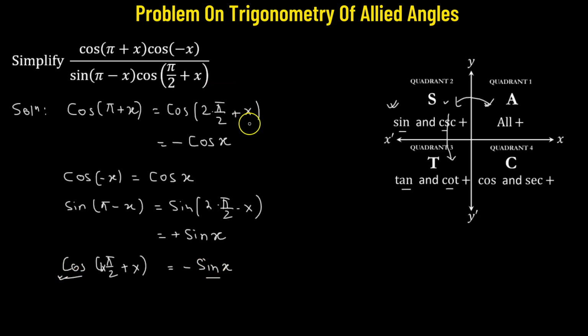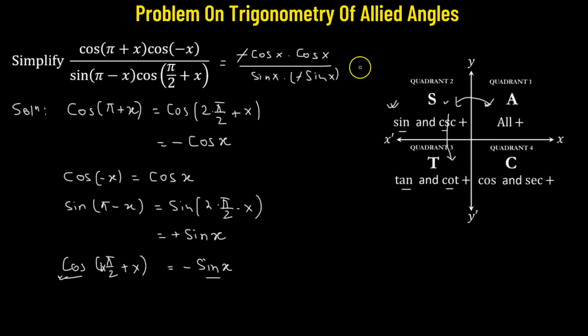So we have simplified each of the trig ratios. Now what we can do, we can replace these values. So let's go to the original problem. So we have cosine of pi plus x, which can be replaced with negative cosine of x, multiplied by cosine of negative x, which came out to be simply cosine of x, whole divided by sine of pi minus x. So this came out as sine x, multiplied by cosine of pi over 2 plus x. So this is negative sine x. Fine. So the negative and negative signs cancel out.